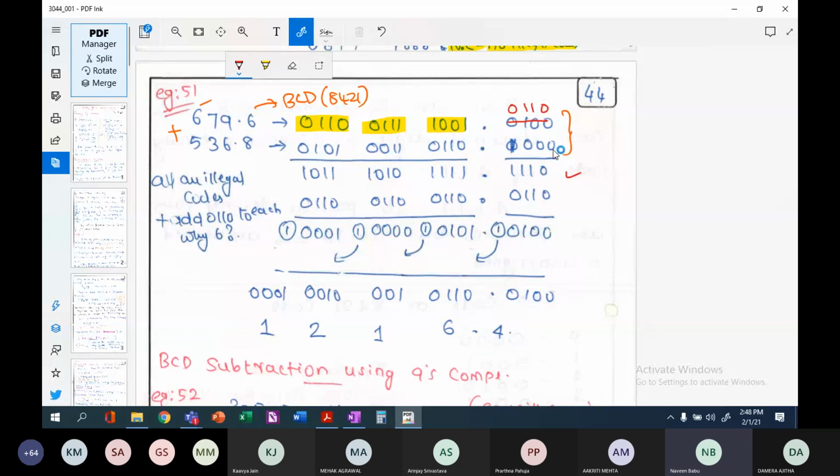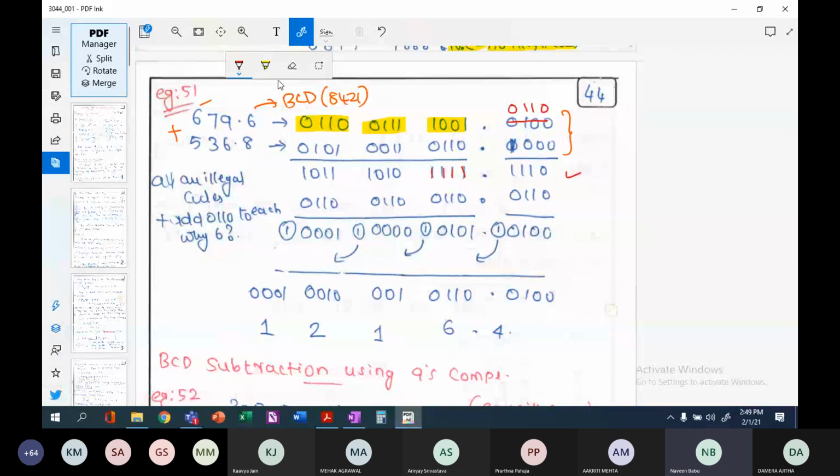0 plus 0 was 0, 1 plus 0 was 1, 1 plus 0 is 1, and 0 plus 1 is 1. So 1110. Similarly, you add all these things. So 1 plus 1 is 0, carry 1. So 1 plus 1 is 0, carry 1. So it is 1010. Likewise 1011.